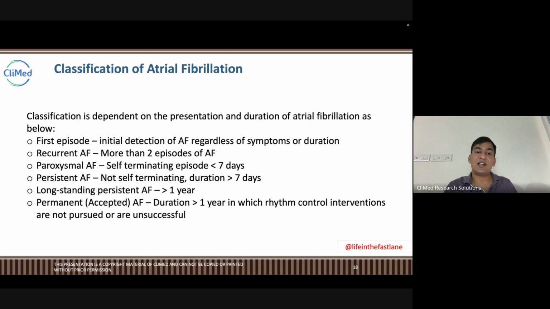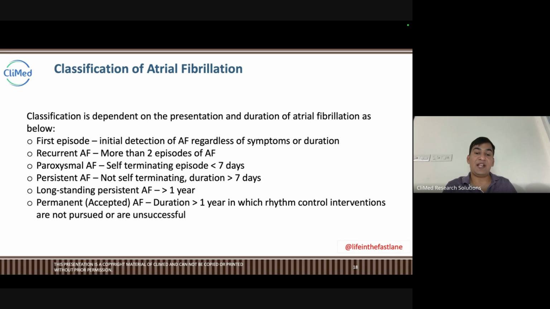Paroxysmal AF is a self-terminating episode lasting less than 7 days. If the AF goes away by itself, the symptoms go by themselves, within less than 7 days, that is called paroxysmal AF. If it is not self-terminating and persists for more than 7 days, that is called persistent AF. Long-standing AF is on and off episodes, but more than 1 year. It is called long-standing persistent AF.